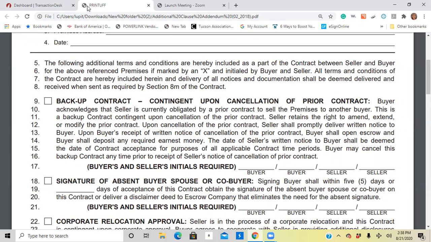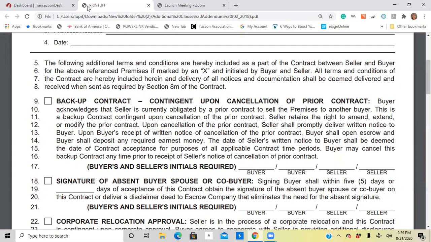If a buyer wants to make an offer on a property that is already under contract, you will use the backup contract contingent upon cancellation or prior contract clause. The buyer acknowledges that seller is currently obligated by a prior contract to sell the premises to another buyer. This is a backup contract contingent upon cancellation of prior contract. The seller retains the right to amend, extend, or modify the prior contract.